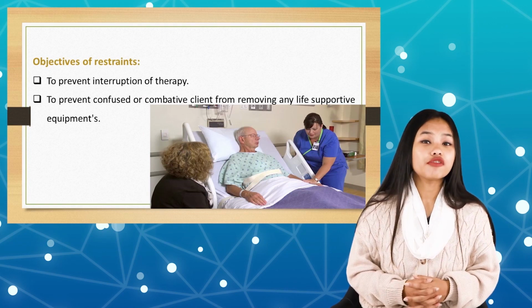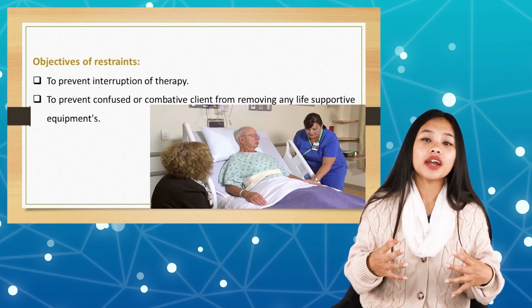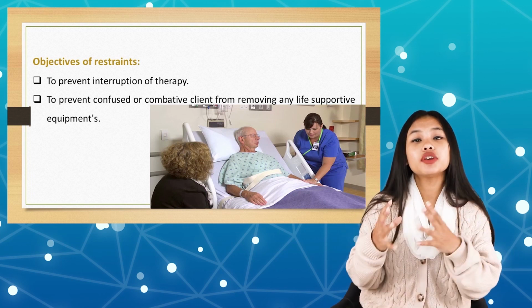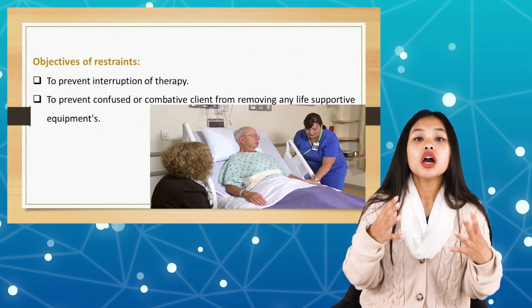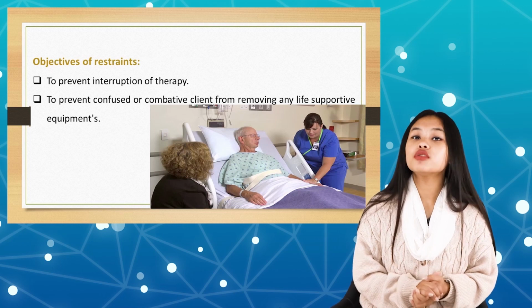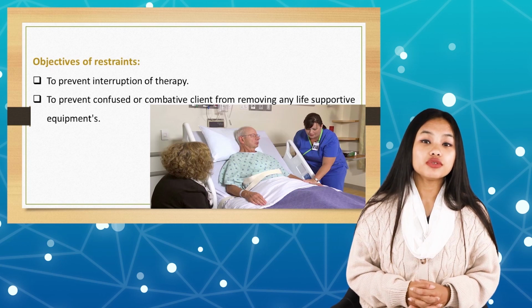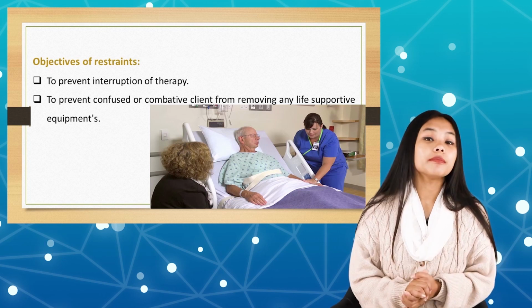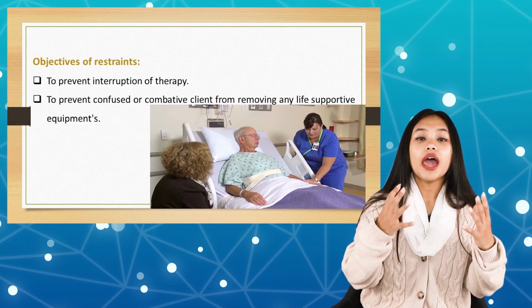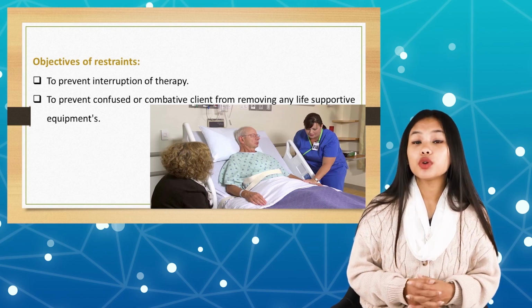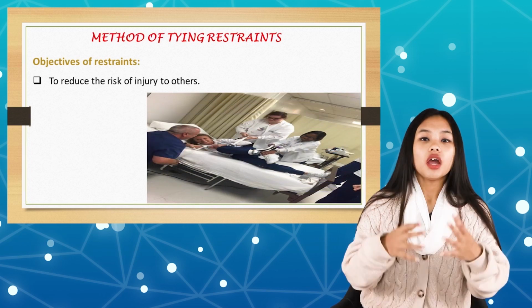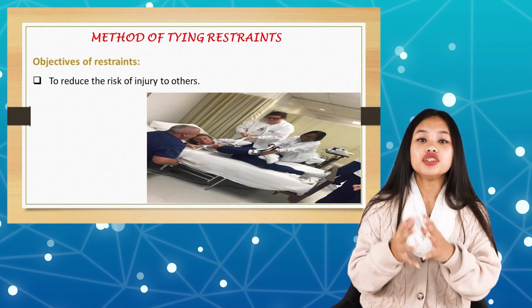Why? Because here we may have witnessed that there may be times while we are providing certain therapy that the client may not be cooperative, right? So in order to be able to provide the therapy in the way it is required, we sometimes even use these restraints. We also use this in order to prevent a confused or combative client from removing any life supportive equipment, and then we also use these restraints in order to reduce the risk of injury to others. So till here we have discussed what is restraint, what are the two types of restraint, as well as what are the objectives, right?